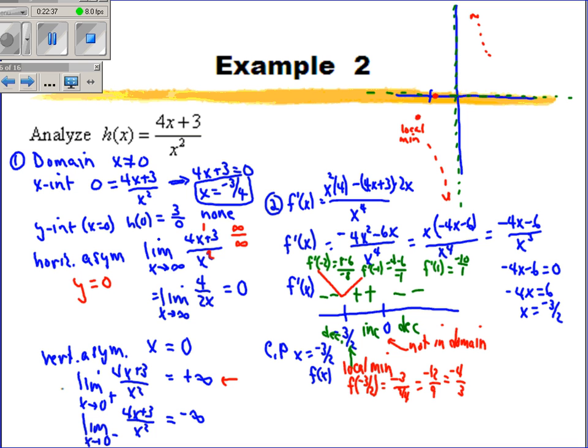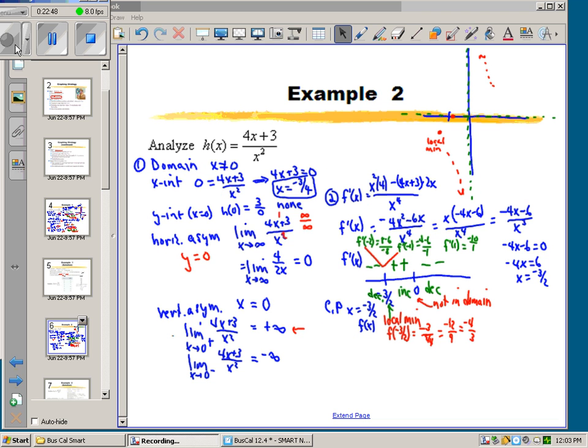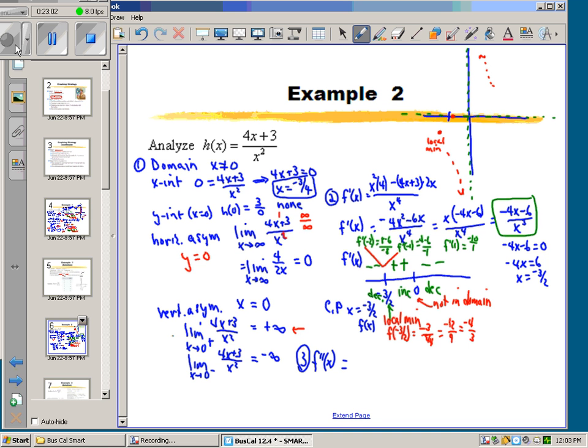So now, what else is going on? We need to look at the second derivative. So we've got our local minimum. The second derivative, I'm running out of space. Okay, give us a little more space here. Second derivative, we'll need the derivative of the derivative. Our derivative, remember, was over here, -4x minus 6 over x cubed.